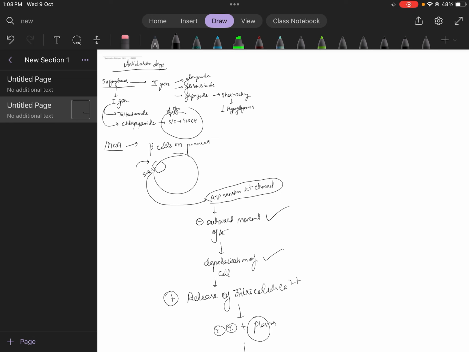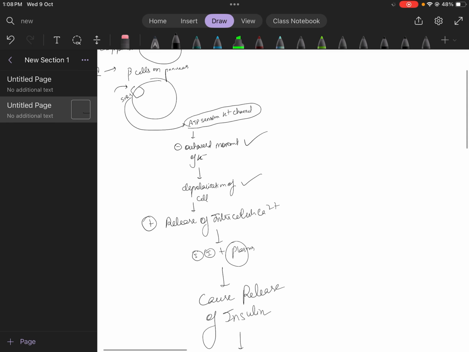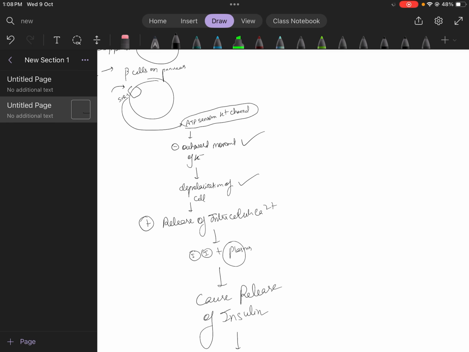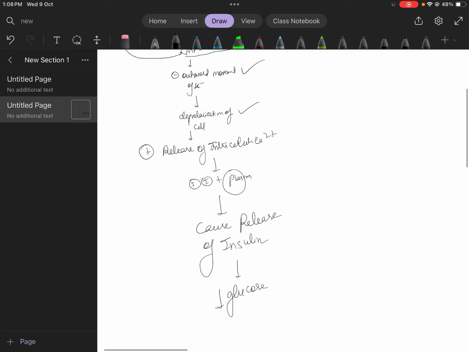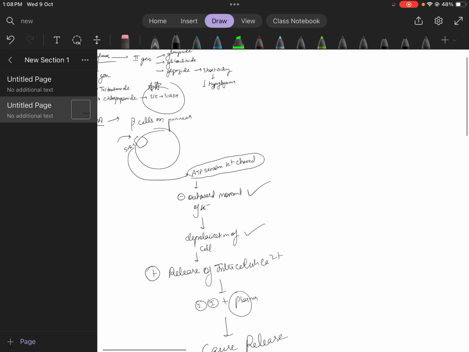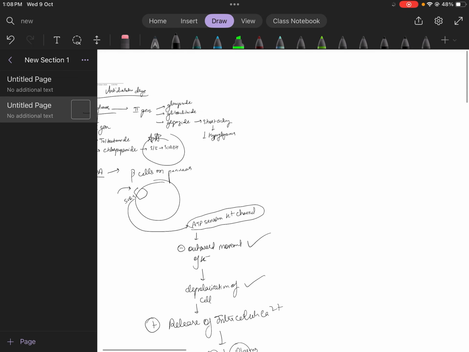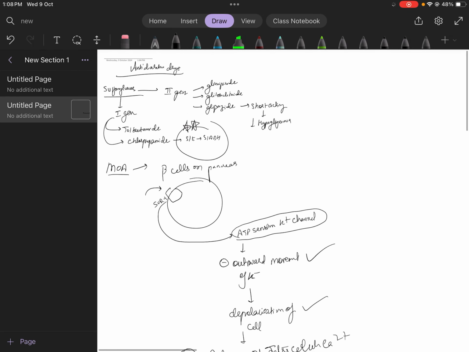So mechanism of action, it acts on beta cells of pancreas, which contain a receptor, which is ATP sensitive potassium channel. After acting on it, it basically causes your insulin release and decreases your glucose. That's how it acts. It's quite simple. Even this is helpful even from an entrance perspective.